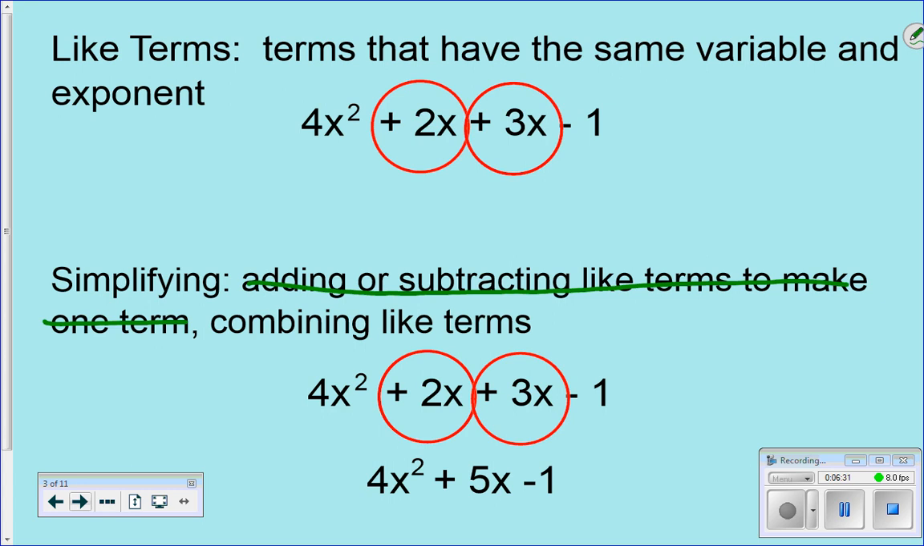You don't probably have to. Just know that like terms are anything that have the same variable and exponent. We won't really be dealing with exponents today. Most likely just same variables. And then simplifying is combining those terms then. Putting them together.